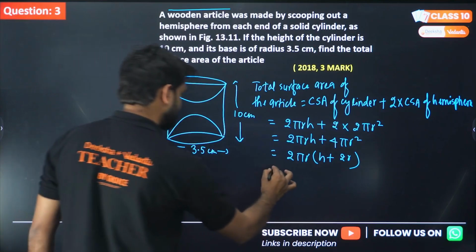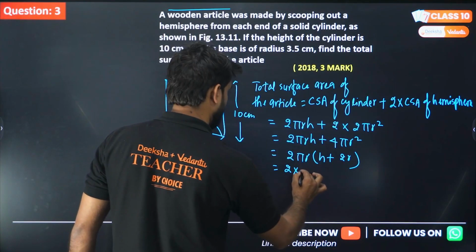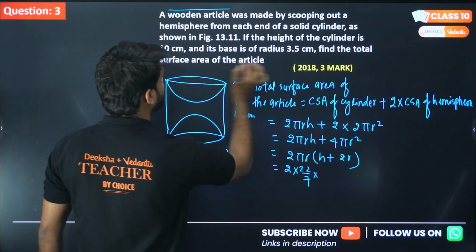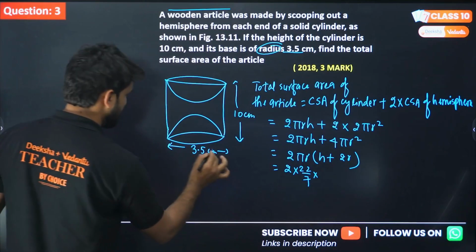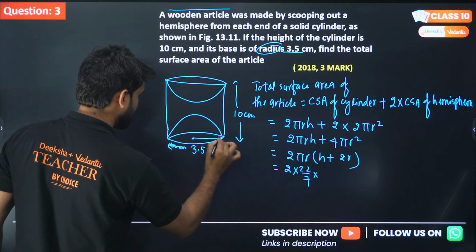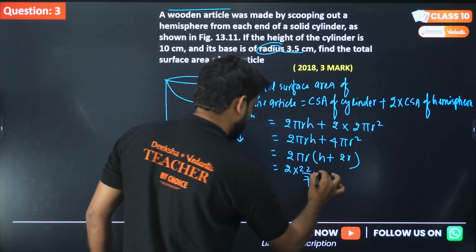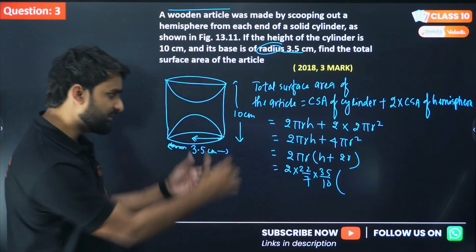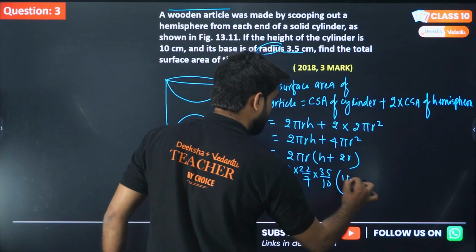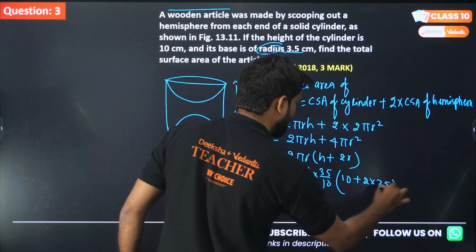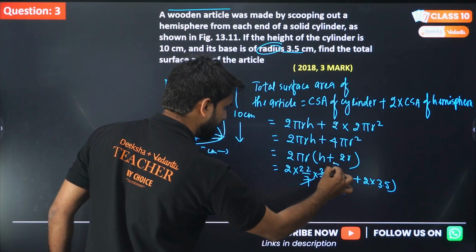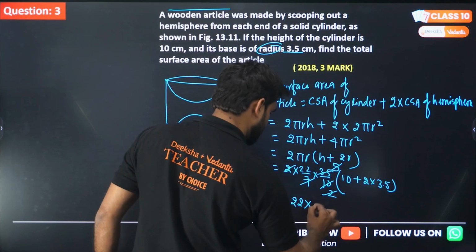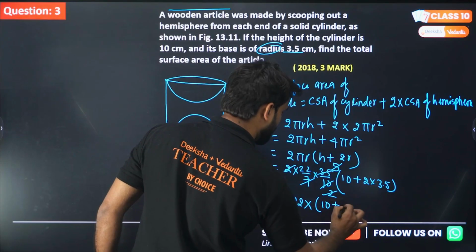Now solve the equation. 2 into pi will be 22 by 7. R is what? The diameter is 3.5. Okay, so the radius is 3.5. I apologize, this is the radius, my dear lovely kids. This is the radius 3.5. So 3.5 can also be written as 35 by 10, because after the point there is only one digit. The height is 10 here plus 2 into 3.5. Now solve the question. So we can cancel 7, 5, 5, 2, again 2, 2. So we are getting 2 into 10 plus 3.5 into 2, which will be 7.